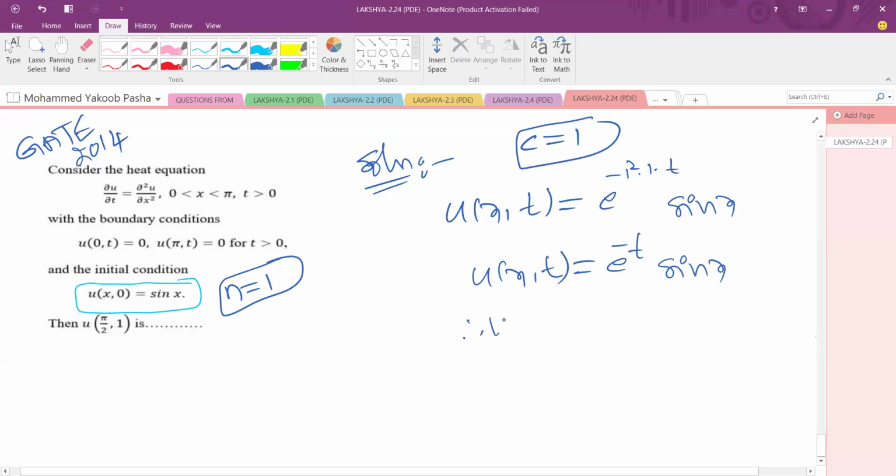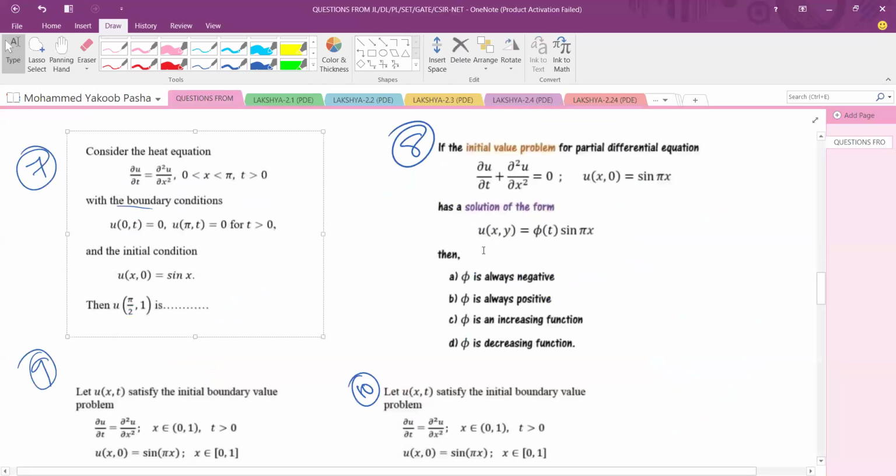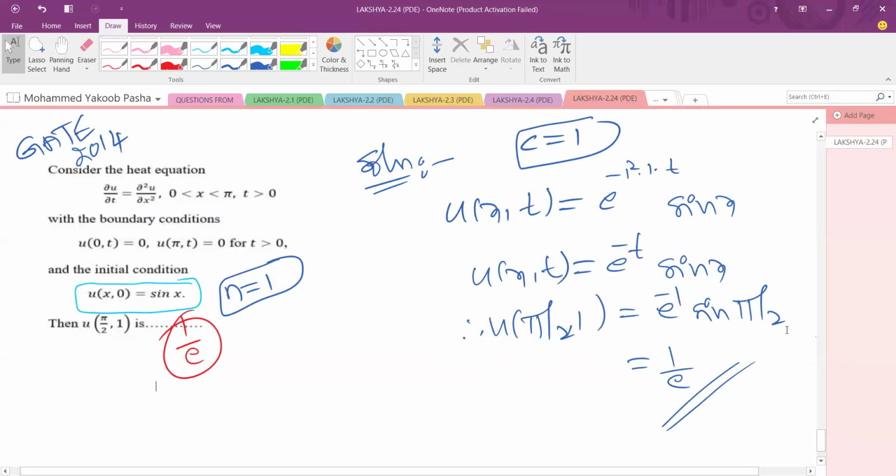Therefore, we can write u(π/2, 1). That means x is equal to π/2 and t is equal to 1. So e^(-1) into sin(π/2), that is equal to 1/e, since sin(π/2) is 1. So what is the right answer here? 1/e is the right answer. Is it clear? Now I am taking another problem, my problem number 8.